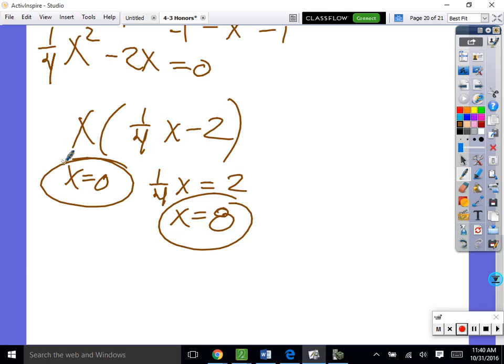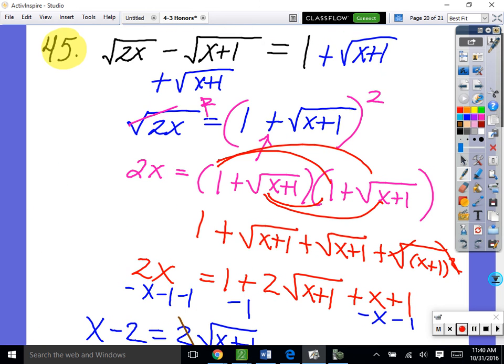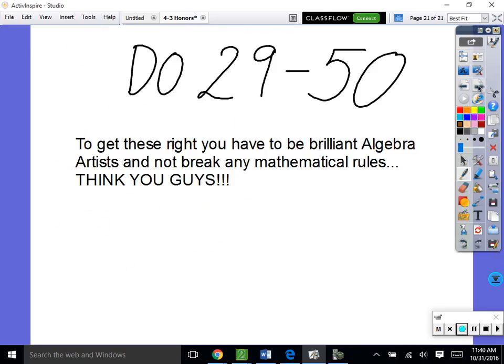Okay. Then one of those is extraneous. Not always, but sometimes. x equals 0 is extraneous, so we throw that one out. Everybody good with that? Okay, so do 29 to 50 right now.